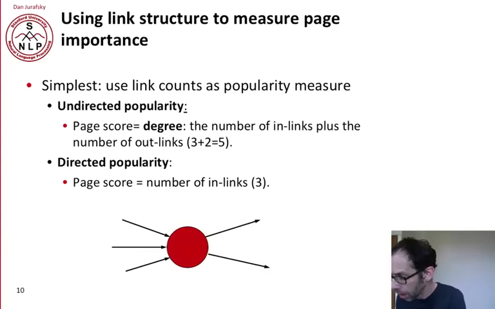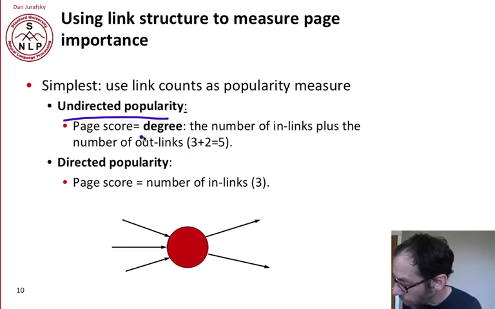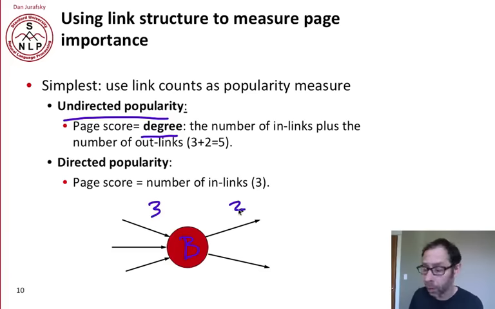One is the undirected popularity of a page. Undirected popularity is also called degree. Degree is just the number of inlinks plus the number of outlinks, the total number of links related to a page. So here's a page, call that page B, and B has three inlinks and two outlinks, so it's a total of five links. So that's the degree of B. B's degree is 5, and we could use that as a page score.